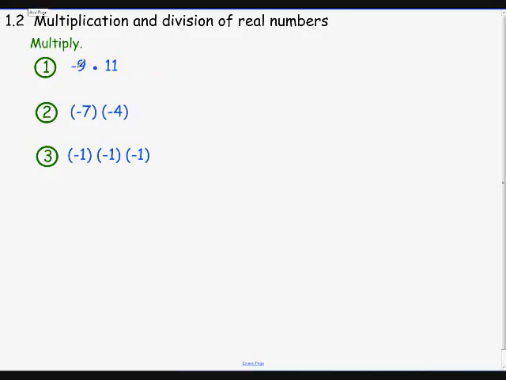Multiplying. A negative times a positive will always be negative, won't it? So this would be negative 99. A negative times a negative, if we've got two negatives, an even number of negatives, it will always turn out positive. So this would be a positive 28. Here we have three negatives. That's an odd number of negatives. It's going to give us a negative result. 1 times 1 times 1.